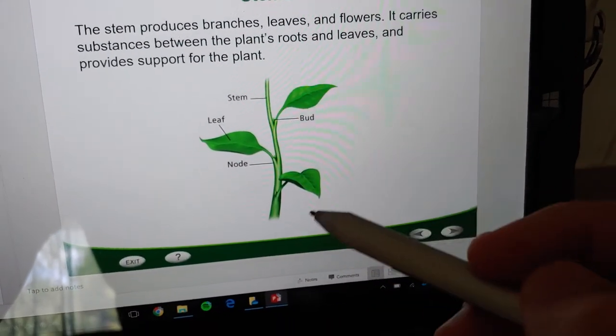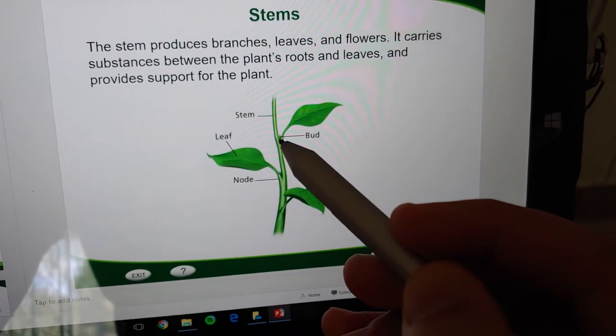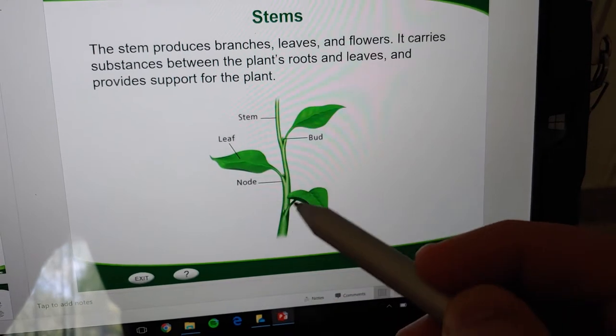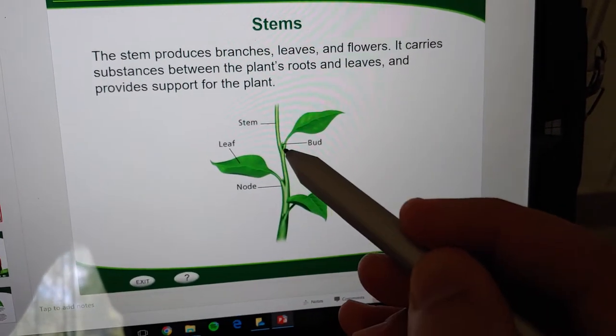Now, right here, if you look at this stem, you see that little thing right here, it's called a bud. That is where the flower comes out. This was a plant that produces flowers. This will be a little bud. So if it was like a rose plant, this would be a rose bud.